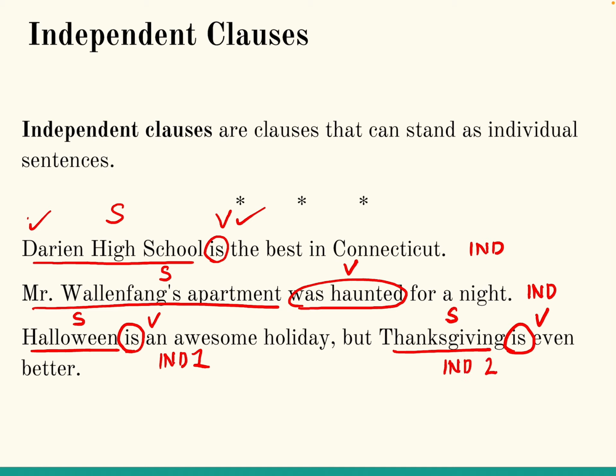They're linked. We're going to talk about that link in a moment, but both of these are considered independent clauses because I could take Halloween is an awesome holiday, put a period there, and boom, that sentence makes sense. Thanksgiving is even better, put a period there, sentence makes sense. If it follows Halloween is an awesome holiday, what I'm trying to say very simply is that is also an independent clause that would work out on its own too. So we can link together two independent clauses.